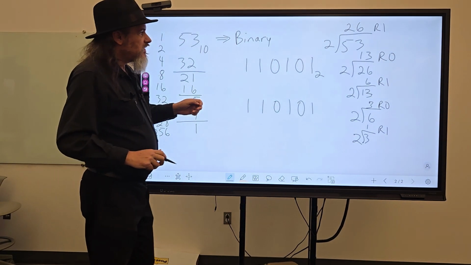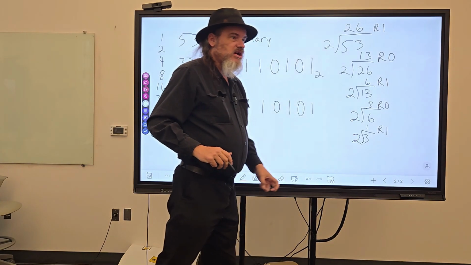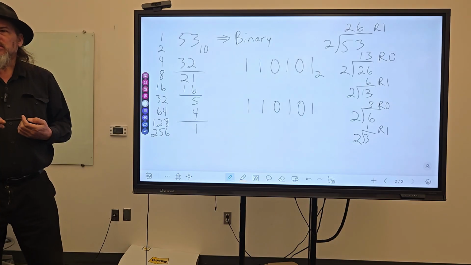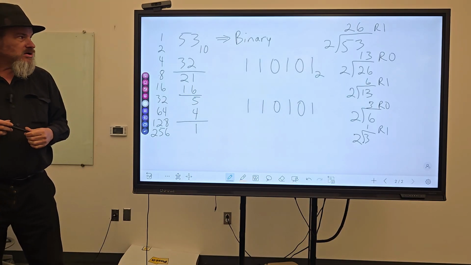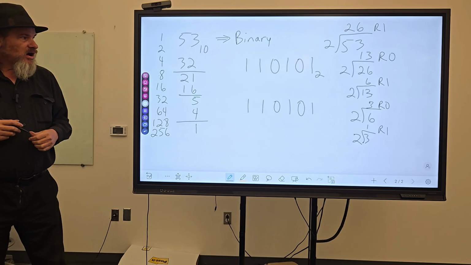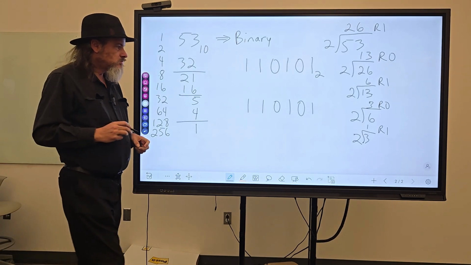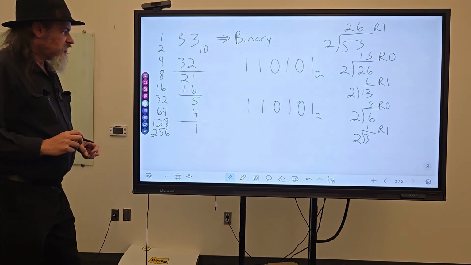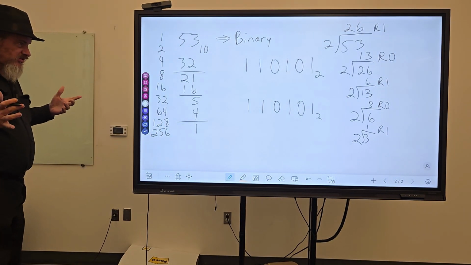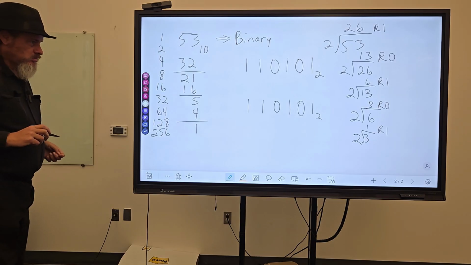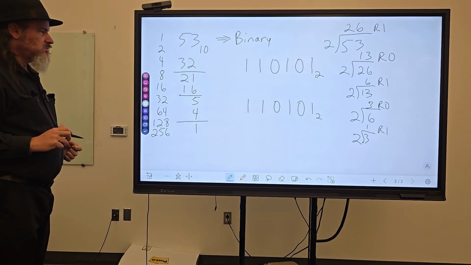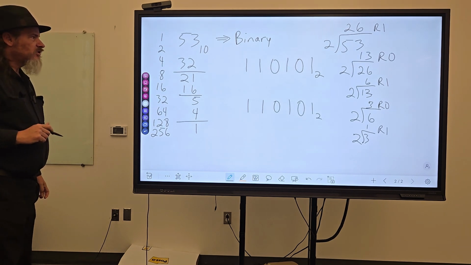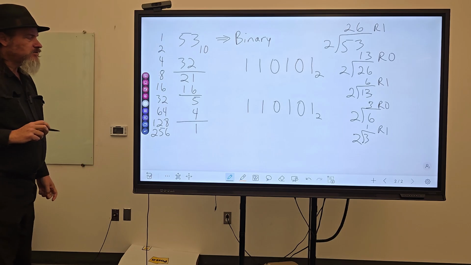So the division method is often used in programming to convert decimal to a binary string. So those are the two methods that I've seen for converting decimal to binary.